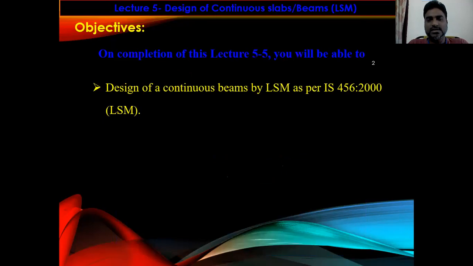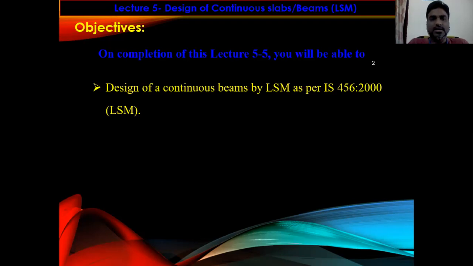We will discuss how to determine the dimensions of the member, effective span calculations, the loads, and the bending moment and shear force coefficients. Then how to determine the area of steel and design the shear reinforcement, and we will check for deflection. So in detail, we will solve an example problem.